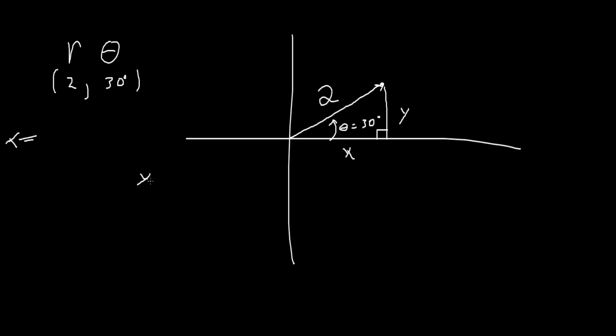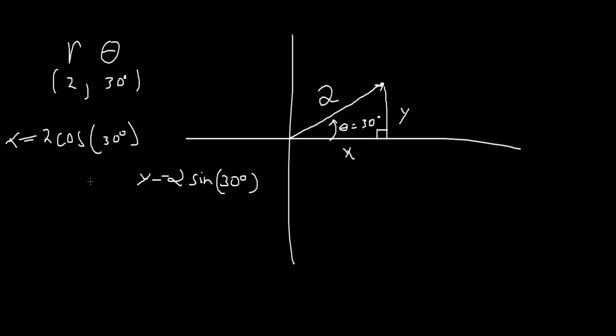Break it down into its components just by doing that same stuff we were doing before. So, 2 cosine of 30 degrees and 2 times sine of 30 degrees. That's a 30 degrees. And that would give us the exact values.